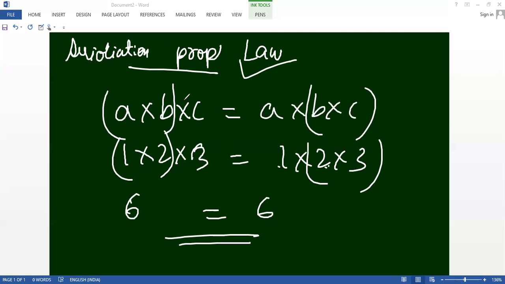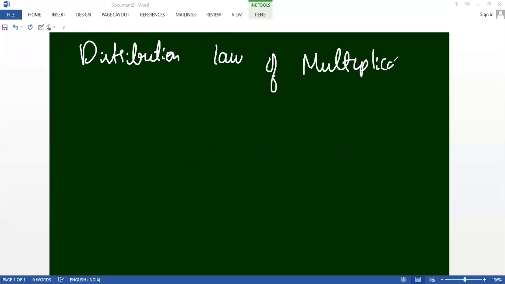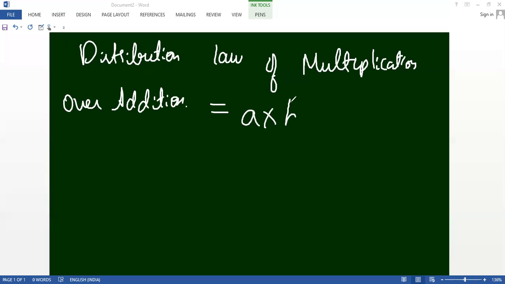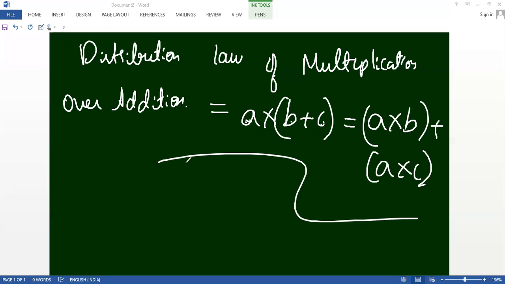And now we have the distributive law property. Next we have the distributive law of multiplication over addition. That is A into B plus C, which will be equal to A into B plus A into C. We are just distributing here: A into B, then A into C, both. So that is how we distribute. If we give an example for this, definitely we'll get an answer.